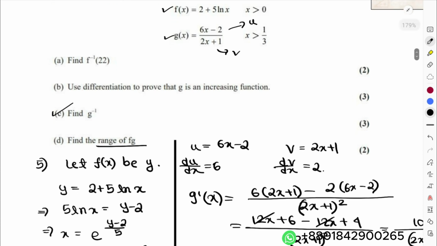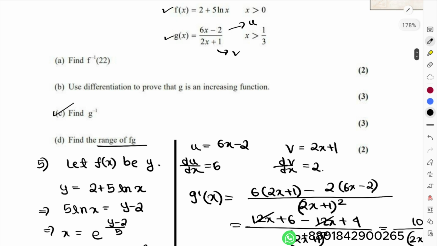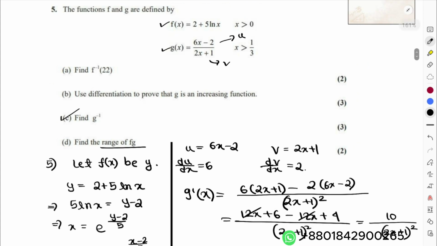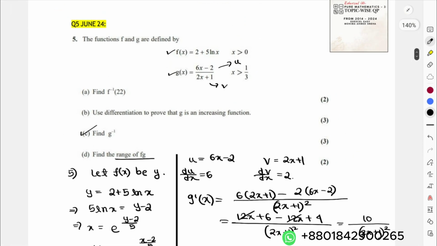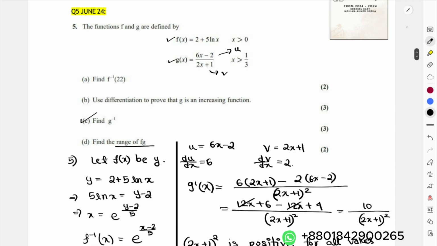I actually don't understand the range of fg, what do they mean by that? Just one minute, maybe there was some problem with the question paper or something. Let me check and then come.